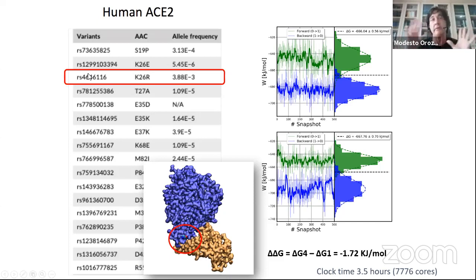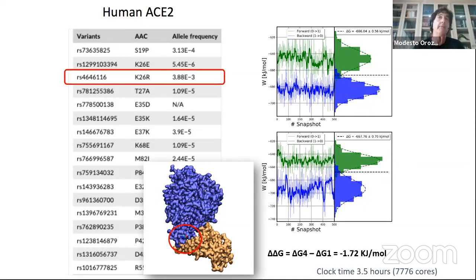For example, I'm not going to talk about our science today, but this is an example of what I'm talking. This is a human polymorphism that happened in ACE2. ACE2 is this protein here. And this is the most common polymorphism in humans. So 3 of every 1,000 humans have this mutation, that is a lysine that changes into an arginine. And then you want to see what is the impact of the virus in this specific part of the population.